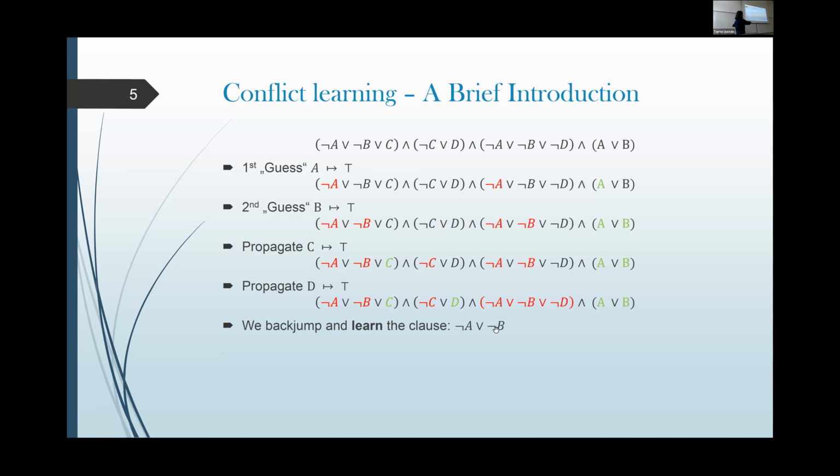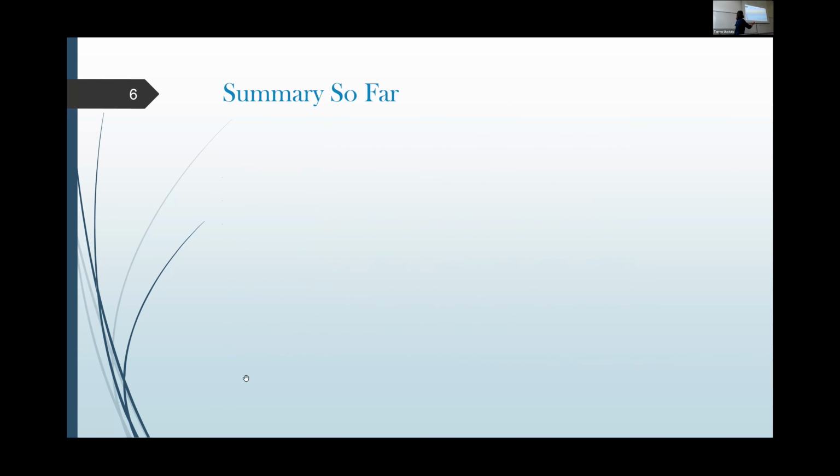So in this case, we learn that we shouldn't have assigned A to true and B to true. So either A has to be false or B has to be false. We add this clause to our clause set and we just backjump and proceed. So that's all.